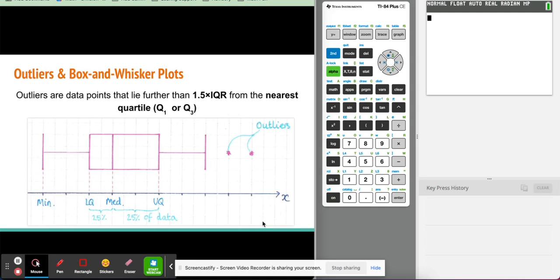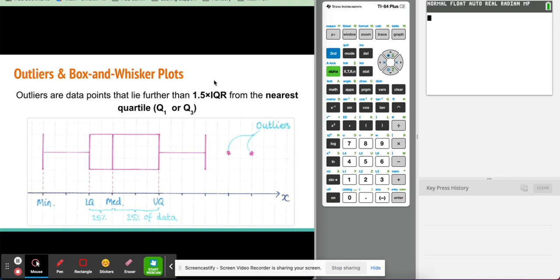When we talk about box and whisker plots, we're often going to talk about outliers. Now, there's a way to mathematically calculate if a data point is an outlier or not. The equation is given to you in the formula booklet. So the equation is 1.5 times our interquartile range. So remembering interquartile range is the Q3 minus the Q1. And 1.5 times the interquartile range. This is going to give us a number.